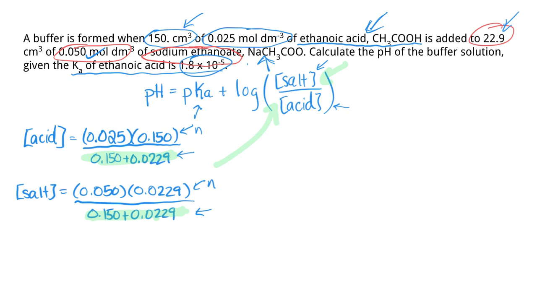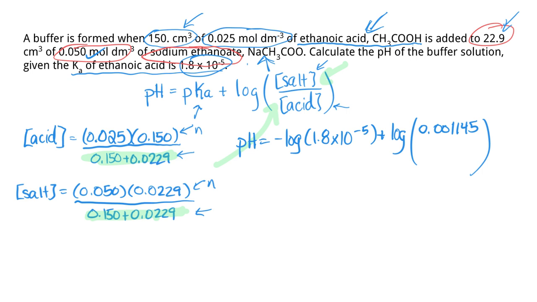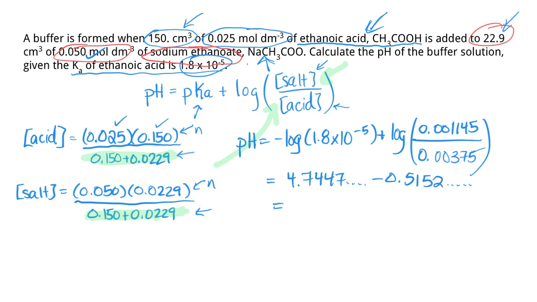Knowing that, we can go ahead and use our equation here. pH is equal to pKa, so that's going to be the negative log of our Ka value, plus the log of the salt. If we take 0.05 times 0.0229, we get 0.001145. And then for our acid, if we take 0.025 times 0.15, we get 0.00375. If we did this calculation, we get about 4.7447 and so on. And then our second piece is 0.5152-ish. And then doing our calculation here, we end up with a pH of 4.23. So this buffer solution would have a pH of 4.23.